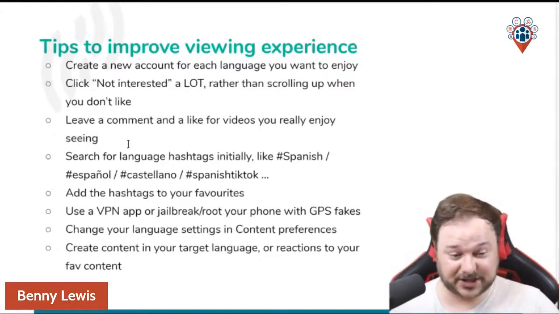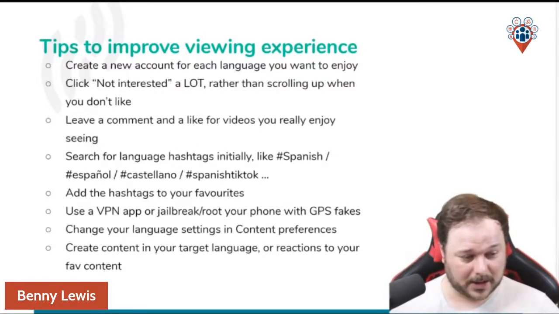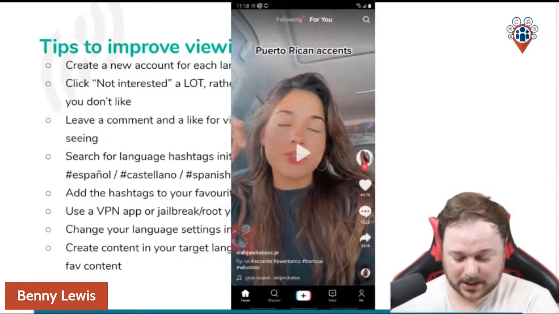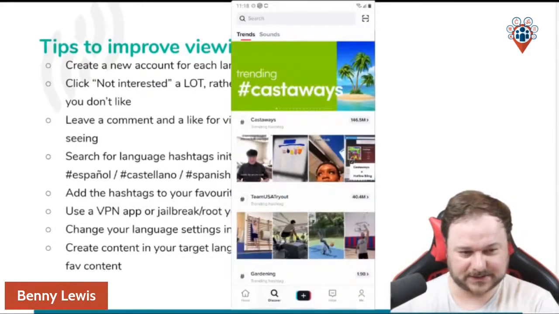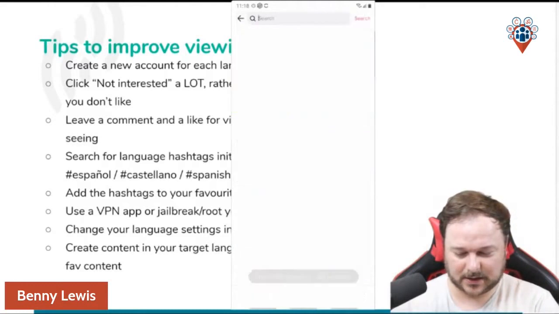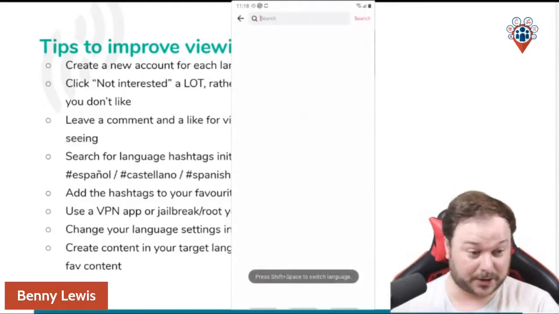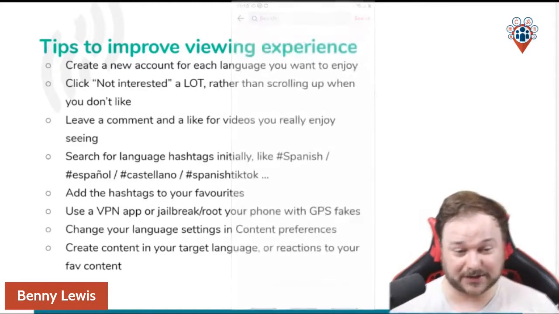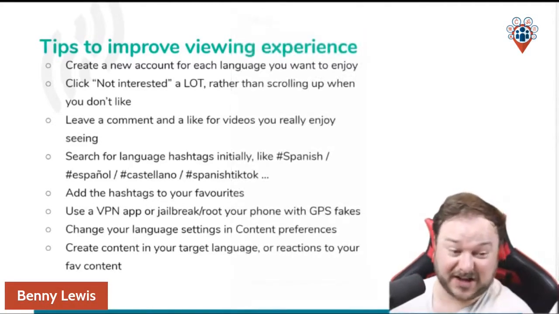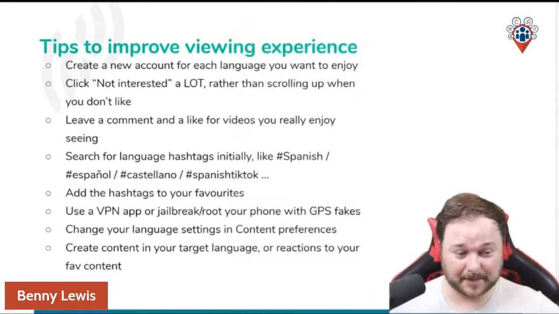But one of the biggest things that has worked for me has been very simply searching for the hashtags. So if we go back into my phone here, you go into Discover in the bottom left, the magnifying glass, and you click search, and then in here you type the hashtags related to the language that you're learning. So I might just type Spanish. I might type Español, Castellano, Spanish TikTok.